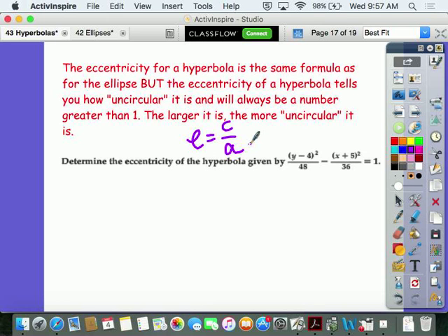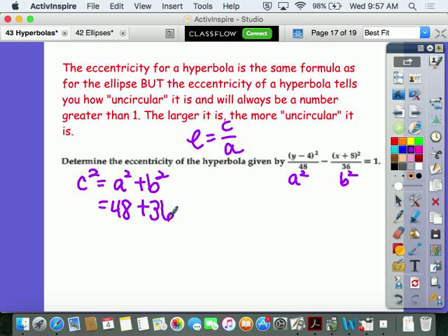Let's look at the denominators, and remember which one comes first? a, and then b. So we have to use the relationship for hyperbolas. That is a 48, and that is a 36. So it's 84, so c squared equals 84, so c equals the square root of 84. No need to simplify it because it's going straight into a formula.